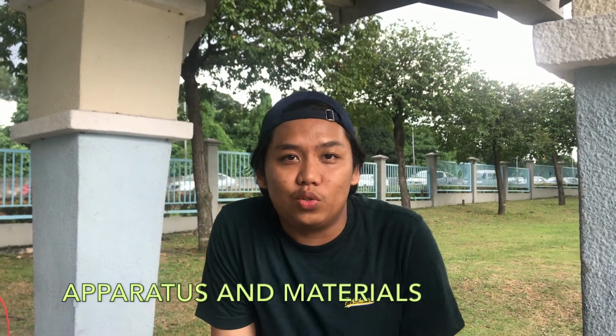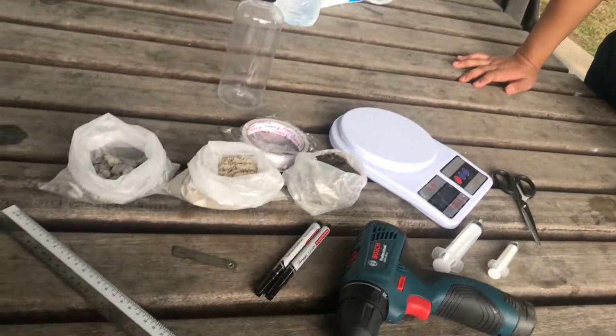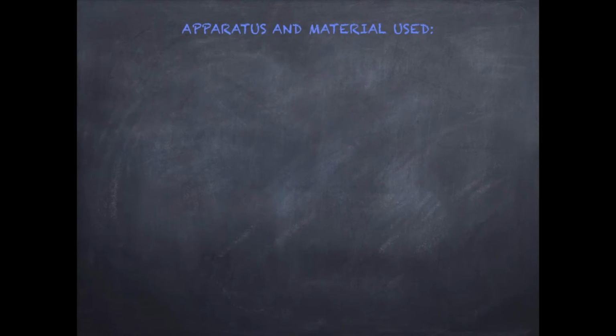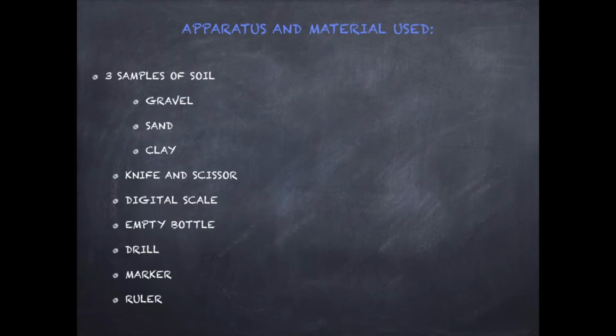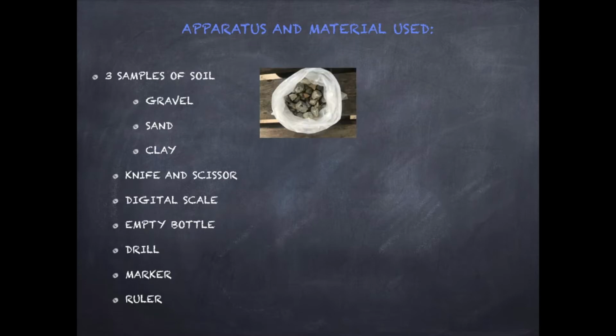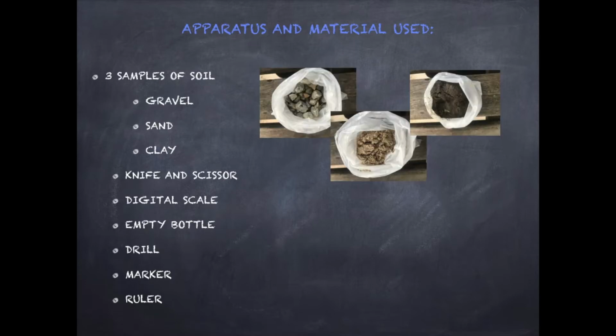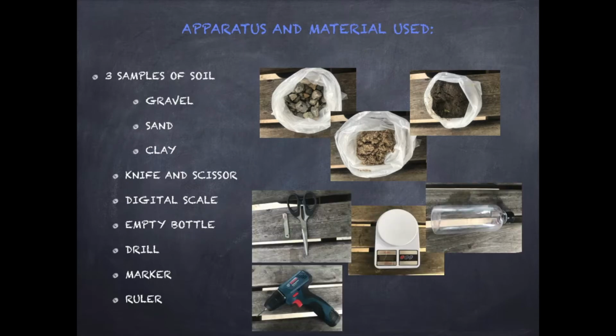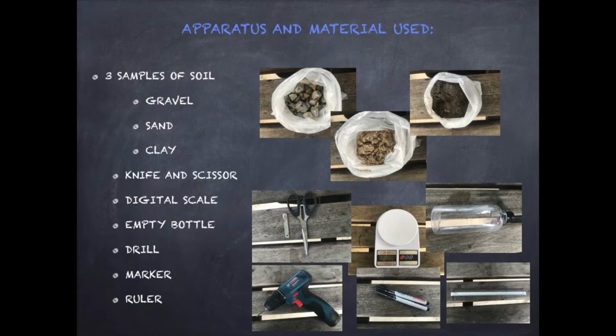Let's go. As usual, first and foremost, we must prepare all the apparatus that we want to use to do this experiment. Okay, let's see the apparatus. So these are the apparatus and materials that I use for the experiment. First, I use 3 samples of soil: gravel, sand and clay. And then knife and scissors, digital scale, empty bottle, drill, marker and ruler.